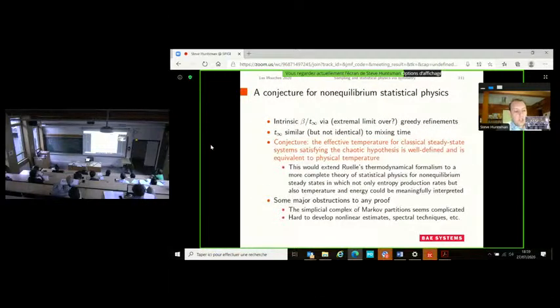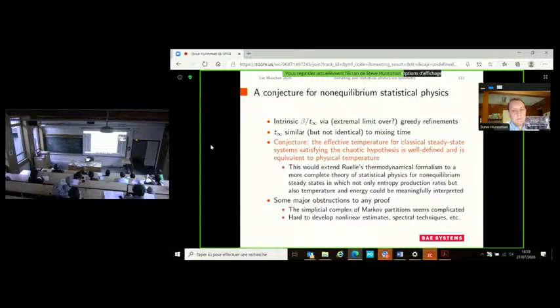So this sort of culminates in a conjecture for non-equilibrium statistical physics that this beta actually means something. This effective temperature that you can get from data alone and from this sort of mixing or mixing-like statistics really does tell you something about the temperature and energy of systems.